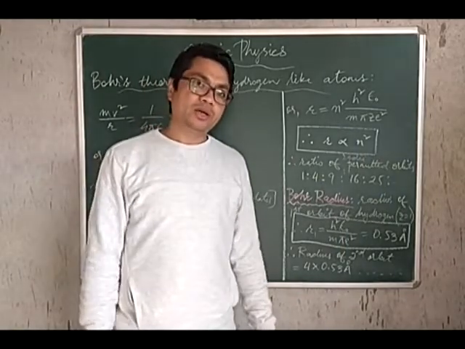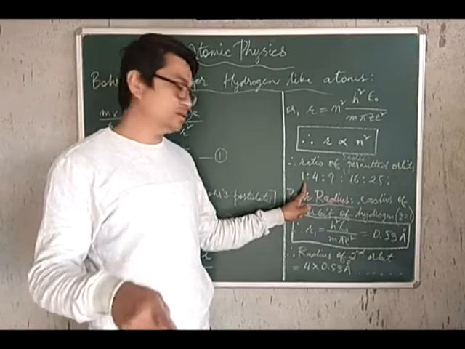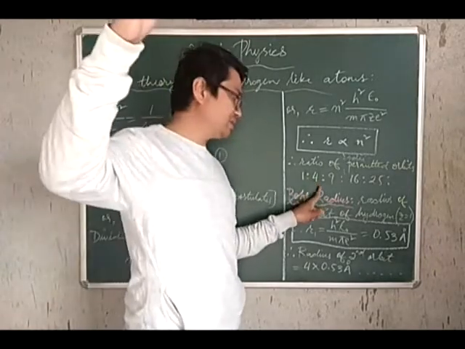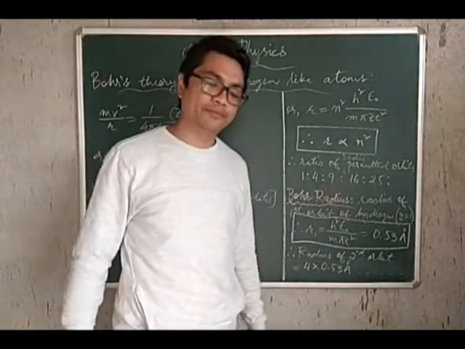That is, if the radius of the first orbit is 1, the radius of the second stable orbit has to be 4. That of the third stable orbit has to be 9. That of the fourth stable orbit has to be 16 and so on.